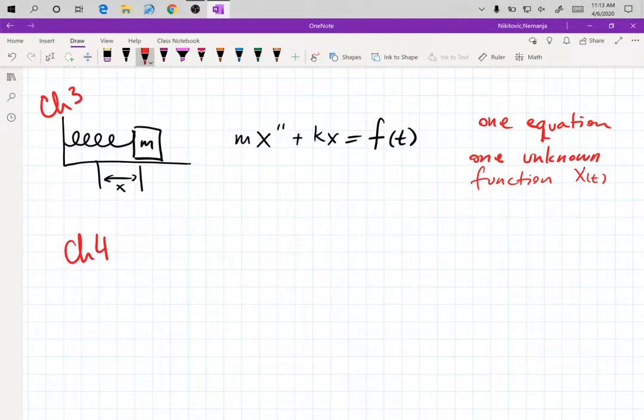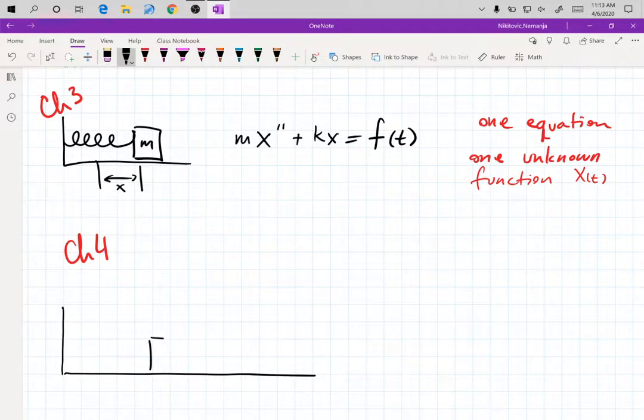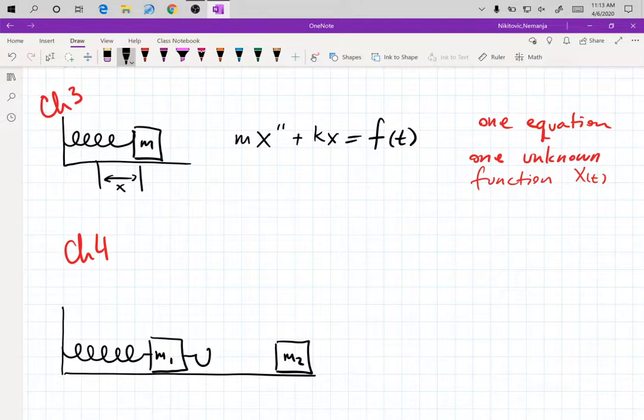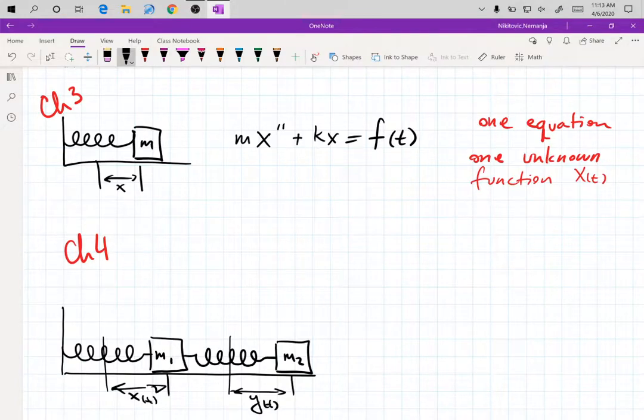Now we're going to chapter 4, and for mechanical systems I'm going to have two of these masses, and they are attached like this. So there will be the displacement x, and then there is also displacement y, and they are both functions of time.